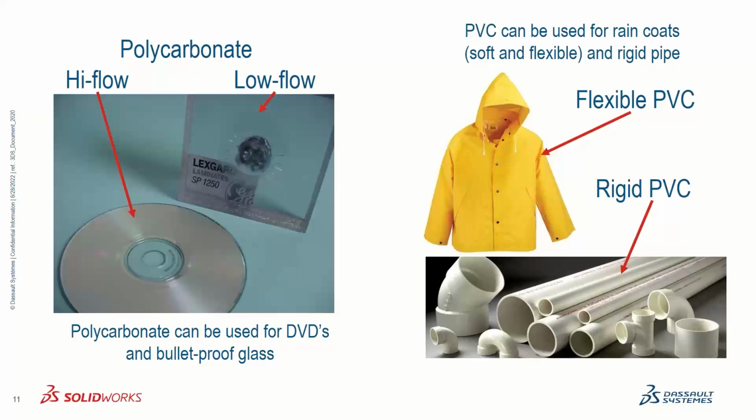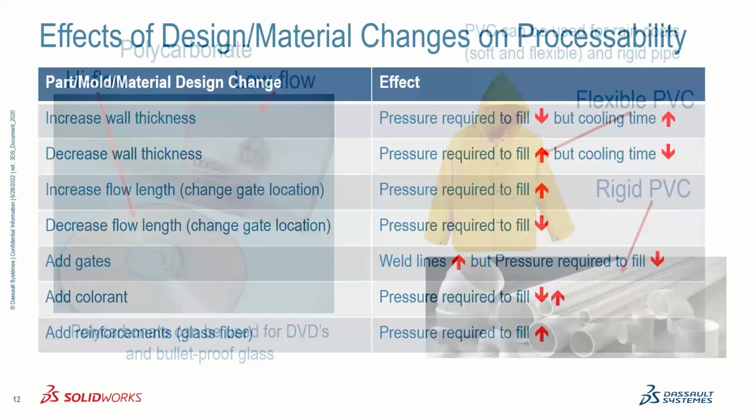Another example of this is with PVC. In its natural state, PVC is very rigid and therefore perfect for applications such as pipes. Whereas if you were to add a plasticizer, you can end up with a flexible PVC, which can then be used to produce things like raincoats.